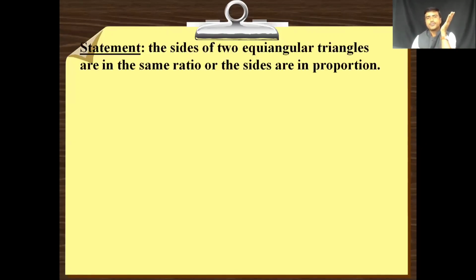Okay, let us consider the statement of the theorem. The sides of two equiangular triangles are in the same ratio, that is, the sides of two equiangular triangles are in proportion. That is what the statement is. Now, with reference to the statement, we are considering the diagram. The statement is all about two triangles. The speciality of the two triangles is they are equiangular, and we are not bothering about the sides.